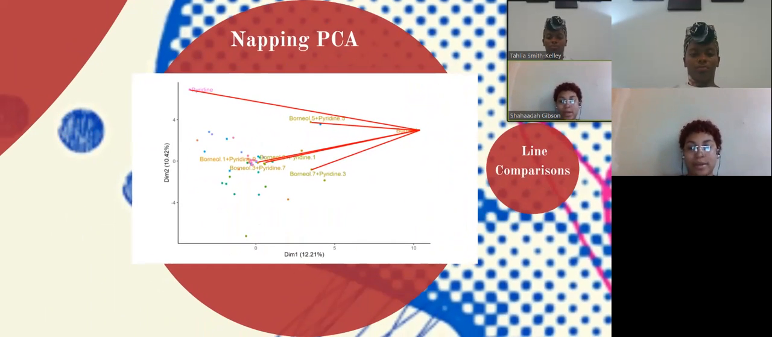And lastly, we have our napping PCA plot. In napping, it's describing the placement of the odors, which is the y and x axes. So like the other two methods, we are also comparing brenniol and pyridine as well as their mixtures. The dots represent odors. The dots that are closer together are similar. The dots that are further apart are dissimilar.